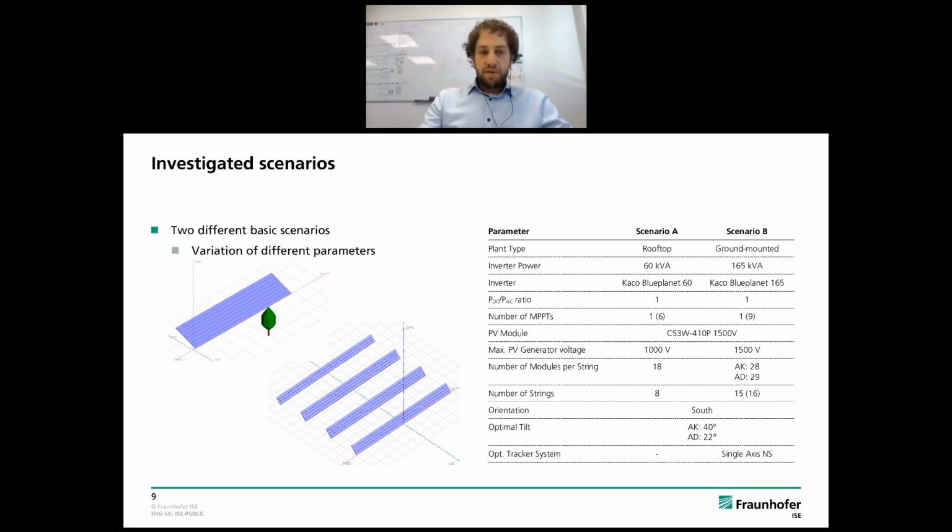We defined 2 different basic scenarios. The first one is a rooftop system with 1000 volts system voltage based on 60 kVA Blue Planet. This inverter has only a single MPPT, but we created a synthetic model out of the parameters of that inverter with multiple inputs, in that case 6. And we did the same for scenario B, which is referred to as the ground-mounted system. The difference is that we have a bigger inverter, a Kaco Blue Planet 165 that we have chosen as a basis.